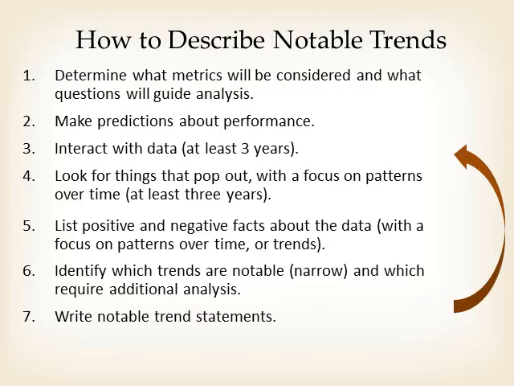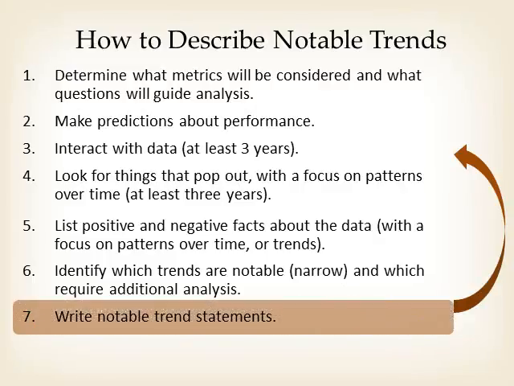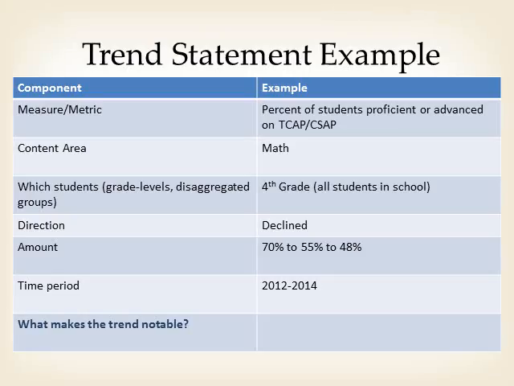The final step is to write our observations that we've determined as notable as actual trend statements. Trend statements include all of the components listed here. When we put these components together, we get a statement like this one. The percent of 4th grade students who scored proficient or advanced on math, CSAP, TCAP declined from 70% to 55% to 48% between 2012 and 2014, dropping well below the minimum state expectation of 71%. What made this trend notable was that it was well below the minimum state expectation.